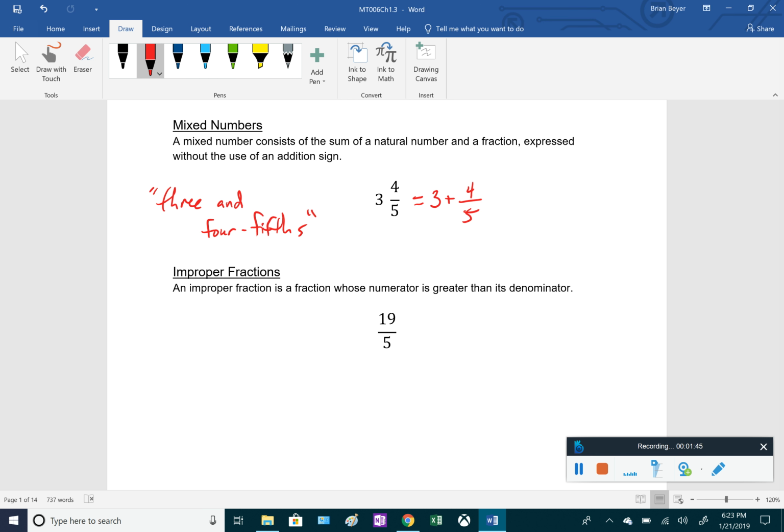Then for the last thing here, we have improper fractions. An improper fraction is just going to be a fraction where the numerator is greater than the denominator. There's nothing wrong with these. That just happens to be the name for them. We just call them improper fractions. If the numerator is smaller than the denominator, that would be called a proper fraction.